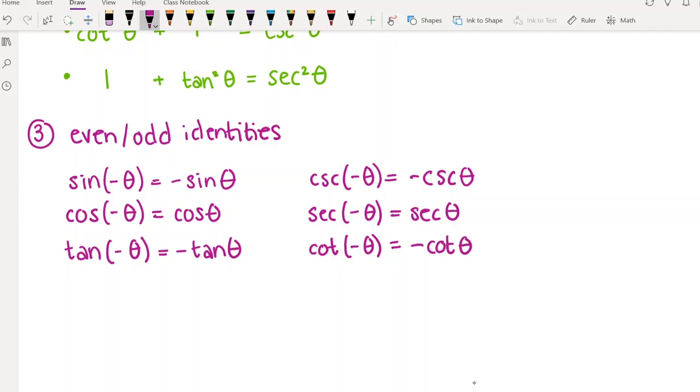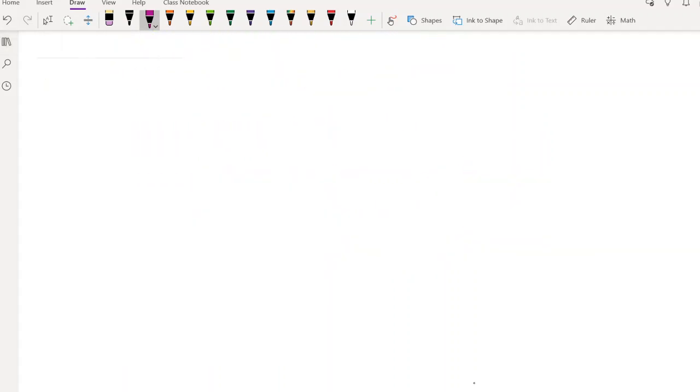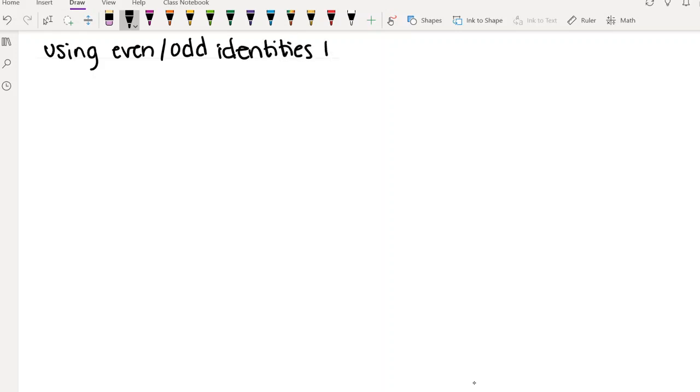So basically, we can use these even and odd identities, if we have an expression that involves negative theta or negative x or negative t, whatever, we can rewrite it using the even and odd identities to get our input to be just a regular variable instead of a negative variable. So, using even and odd identities to simplify. We're just going to do two quick examples here.